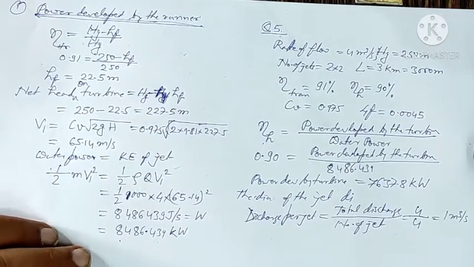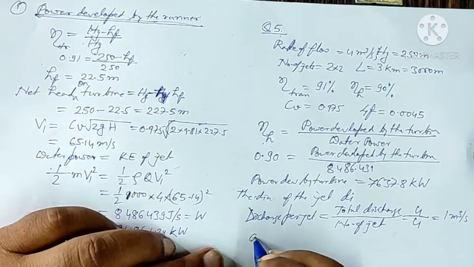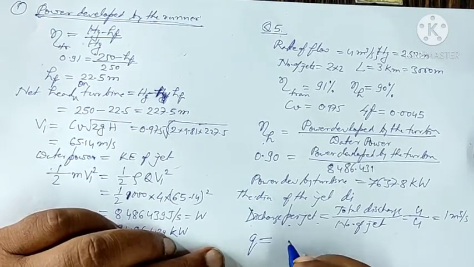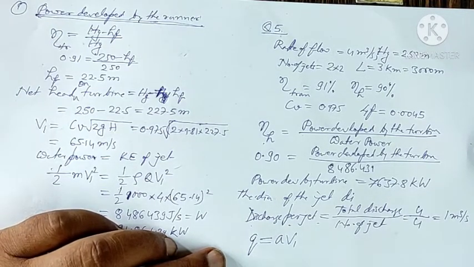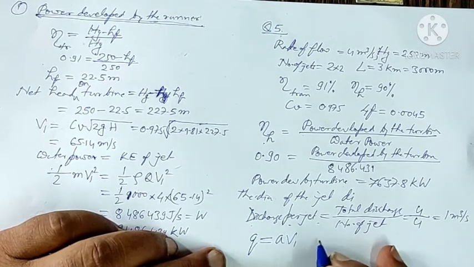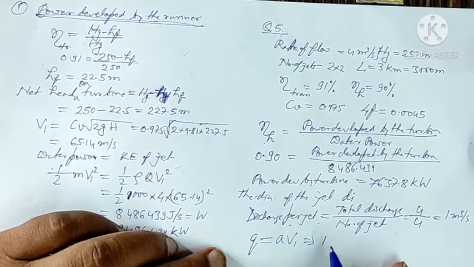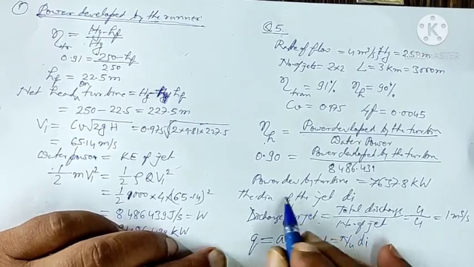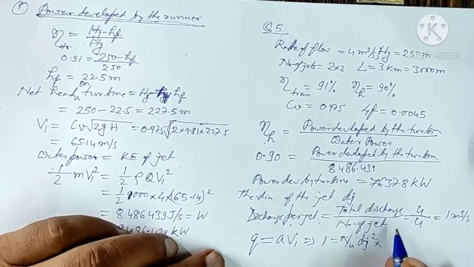Now we also know that the Q, that is discharge per jet, is equals to area into velocity. So A into V1, and we'll substitute the values. So it is Q is 1 meter cube per second per jet equals to pi by 4 into dj square, diameter of the jet, into V1.